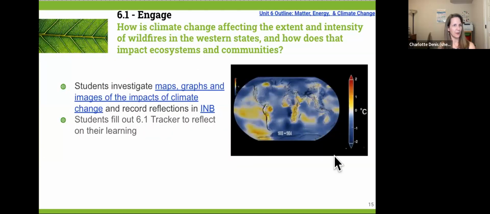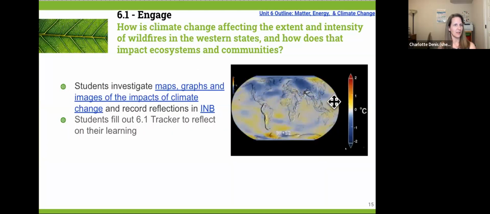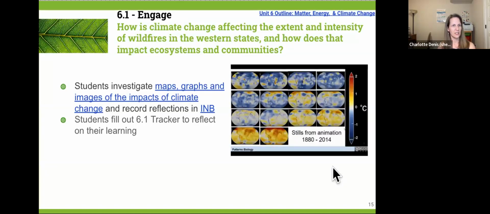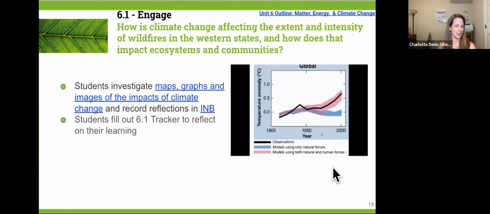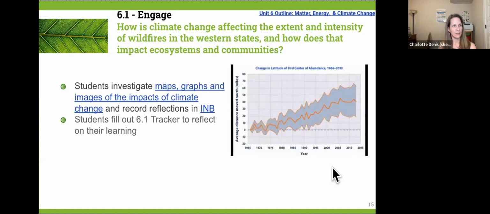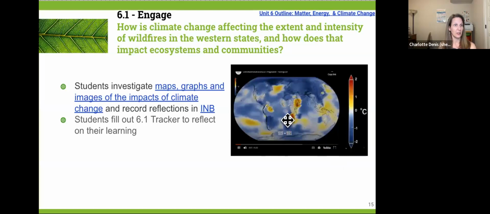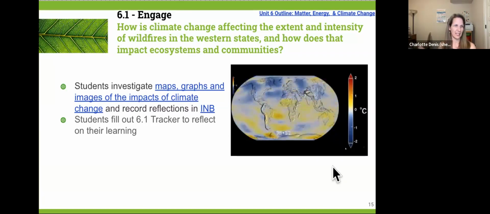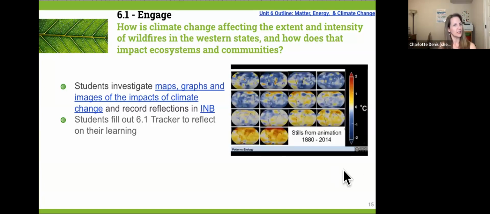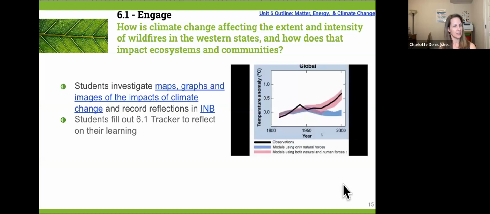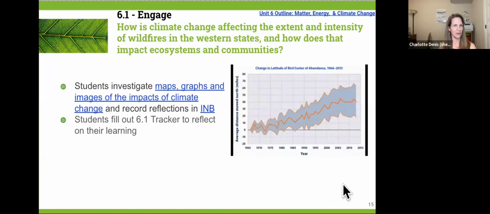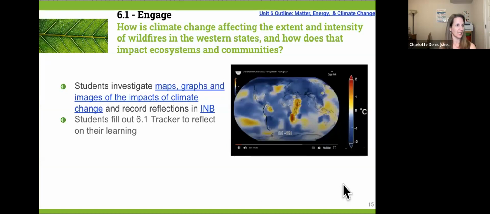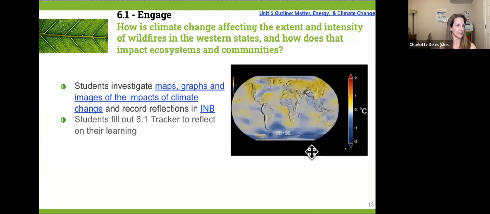So here's another example. Sometimes they're animations. This is an animation that shows changes in climate or changes in global temperature. We have temperature anomalies. We have data about bird migration, the fact that birds are migrating to higher latitudes than they were 20 years ago, right? So you see just in this animation, just some examples of the data that we're showing to students in their INB or in this task.